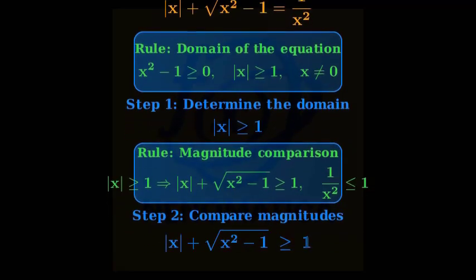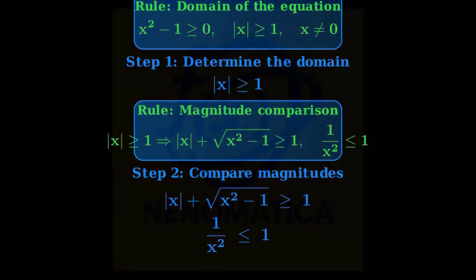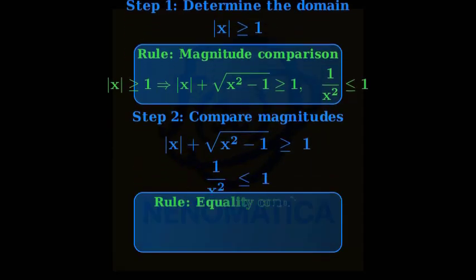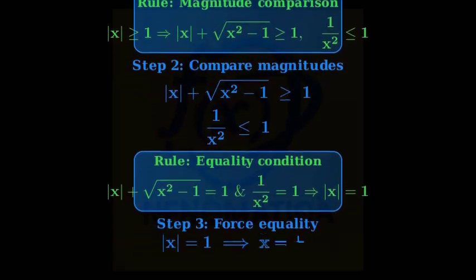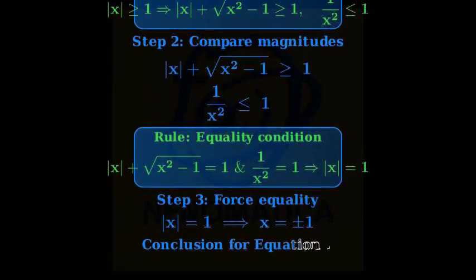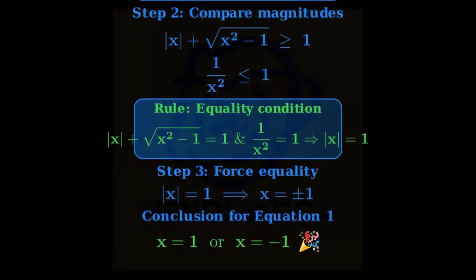Step 3. For both sides to be equal, each must actually equal 1. That forces absolute x equals 1, and 1 over x squared equals 1. State the equality conditions. Therefore, the solutions to the first equation are x equals 1 and x equals -1. Next, we solve the second equation from the image.